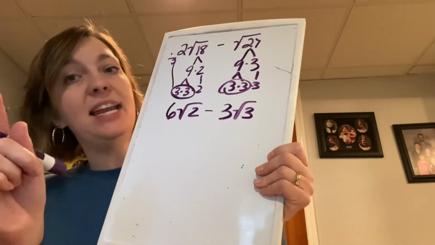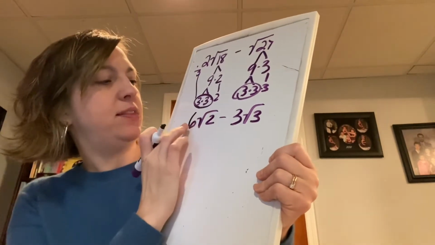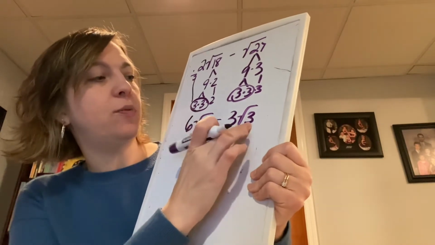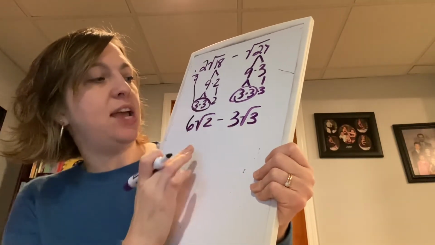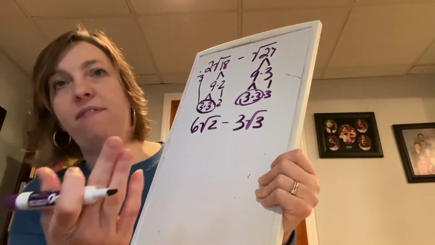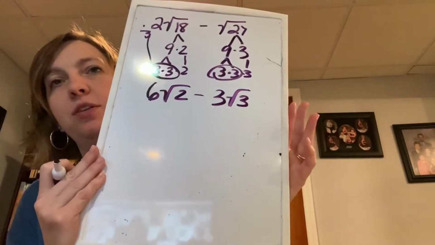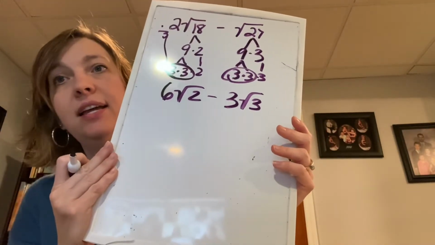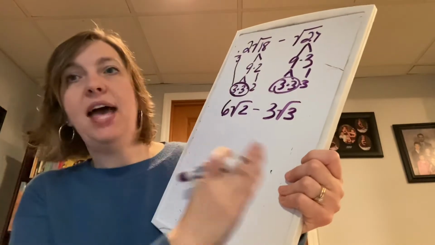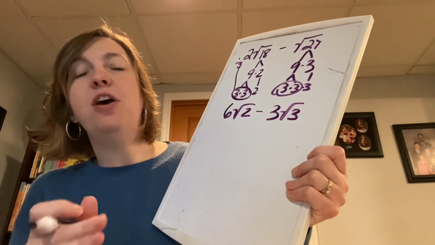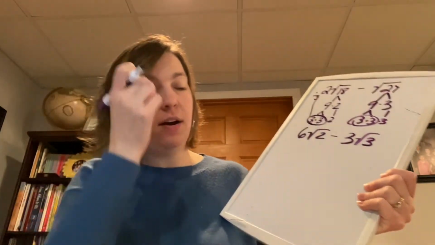If they did have the same radical, let's pretend that this was 6 square root of 2 minus 3 square root of 2. Then I could say 3 square root of 2 is my final answer, if they were like terms. Since they're not, I know for sure that they cannot be combined. All right, that is letter B.